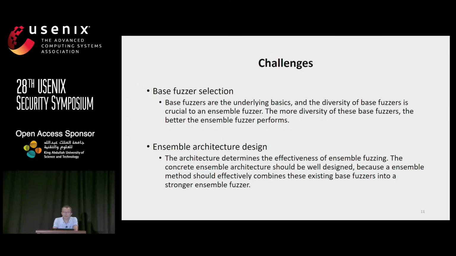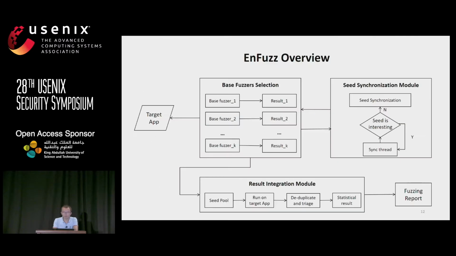To achieve an efficient ensemble fuzzing, we need to deal with 2 main challenges. The first is base fuzzer selection. In this challenge, we should choose different fuzzers, experts in different domains. And the second challenge is the ensemble architecture design. In the second challenge, we should ensure that interesting seeds can be synchronized to all base fuzzers in a timely manner.